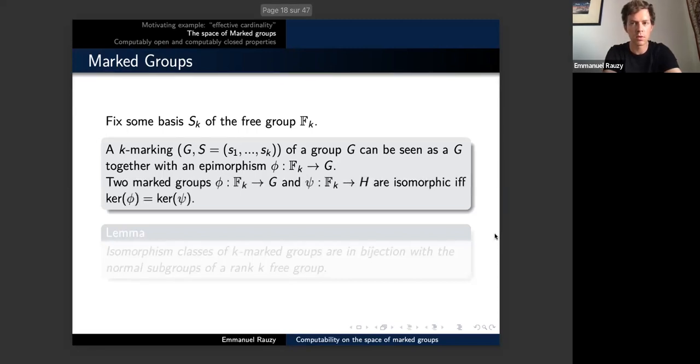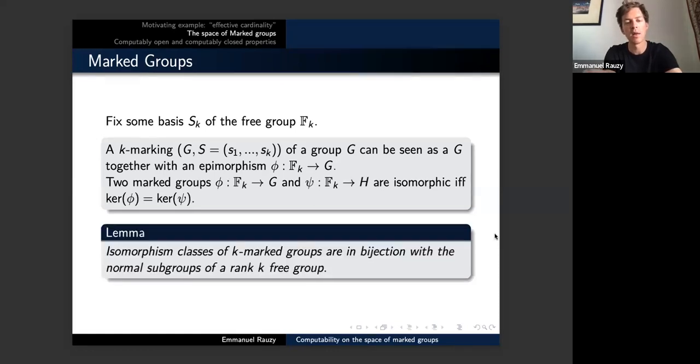This new point of view is useful because marked groups are isomorphic exactly when they are defined by morphisms with identical kernels. So this remark gives us the following lemma: there is a bijection between isomorphism classes of marked groups and the normal subgroups of a free group.